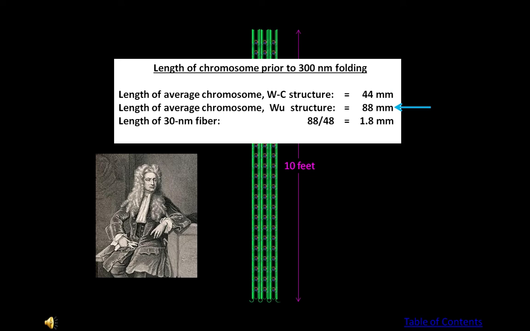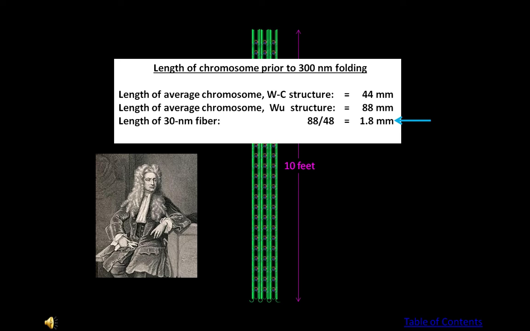If, instead of folding the DNA into 300 nanometer segments, such as the one shown here, we instead laid all the DNA from a single chromosome out in the form of a 30 nanometer fiber, according to this model, how long would it be? Well, as I showed previously, there are 48 Wu duplexes in this tower-like structure. So the total length of an entire chromosome, packaged in the form of this 30 nanometer fiber model, would be 1/48th of its former length, or about 1.8 millimeters.